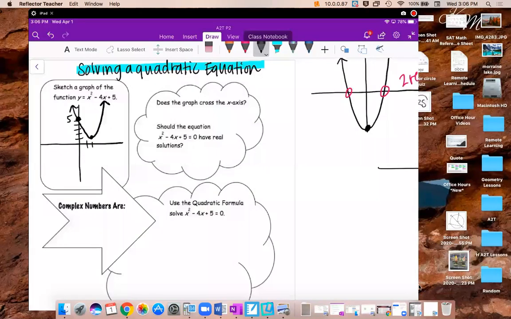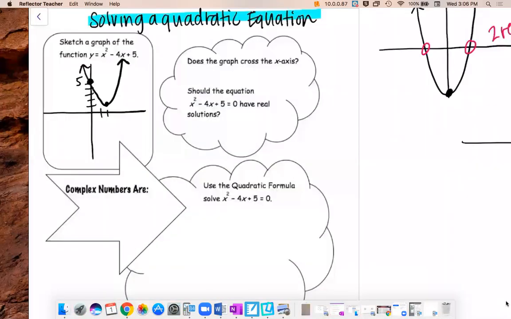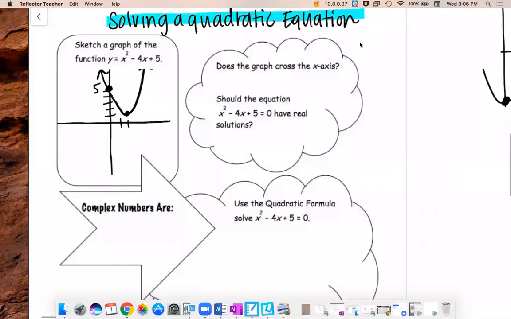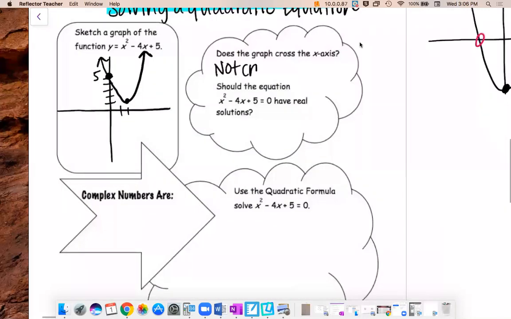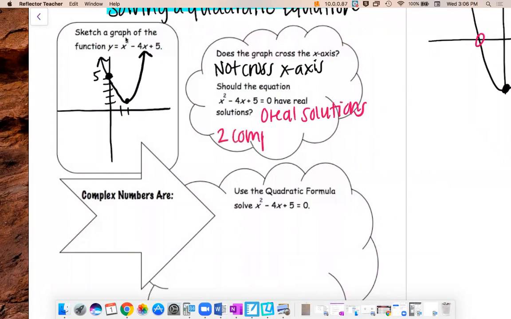Okay, and then here's the first question. Does this graph cross the x-axis? So this does not cross the x-axis. What this tells us is it has 0 real solutions because it doesn't touch the x-axis, but it is a degree 2, it is a quadratic, so it should have 2 solutions of some type. This means it's going to have 2 complex solutions, which have an imaginary aspect to them again.